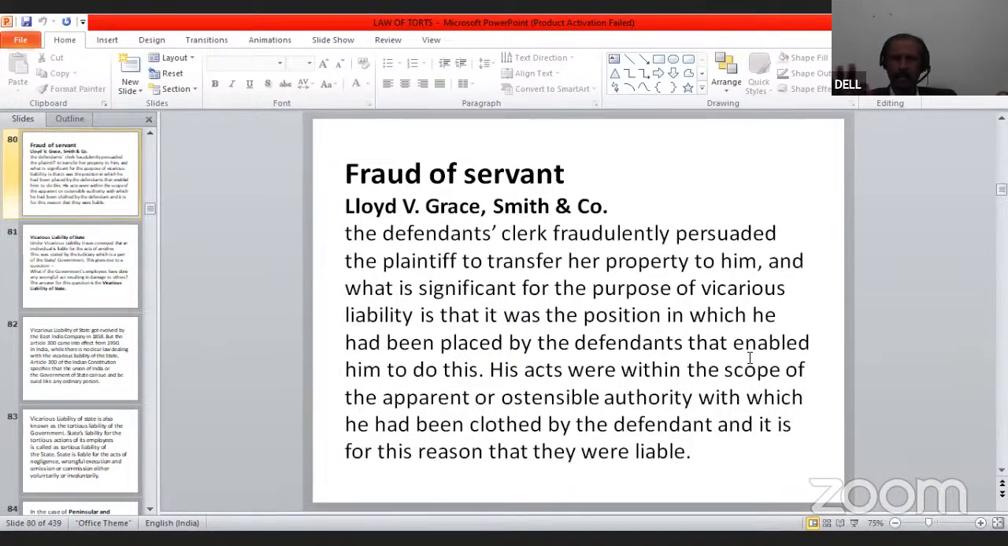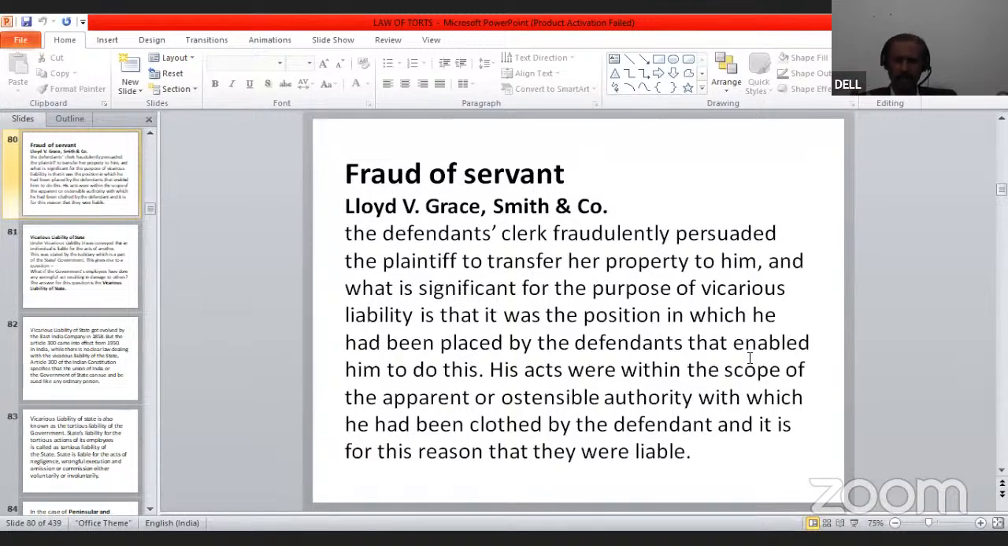Here, being a manager of the Gray Smith company, he committed a fraud. Lloyd knew nothing about him. He was a stranger. He is only an employee of the Gray Smith and Company.